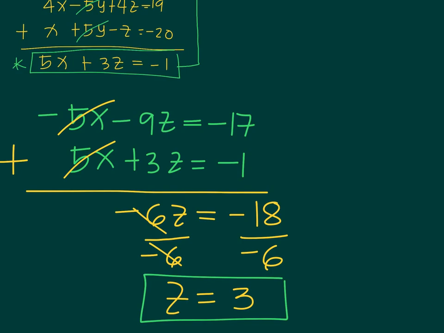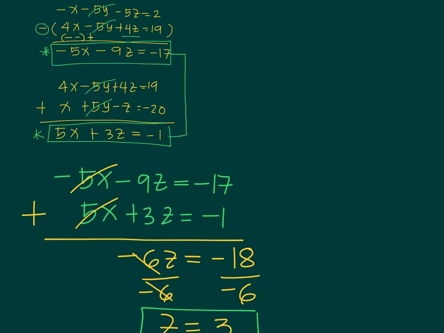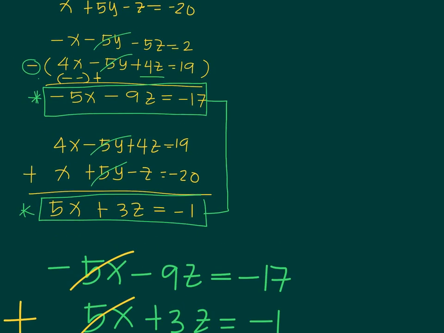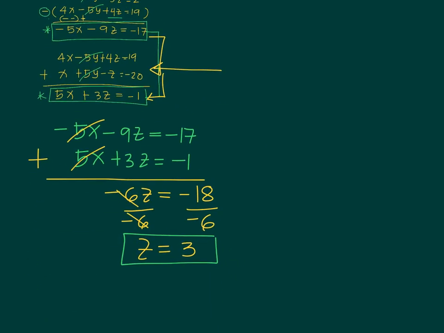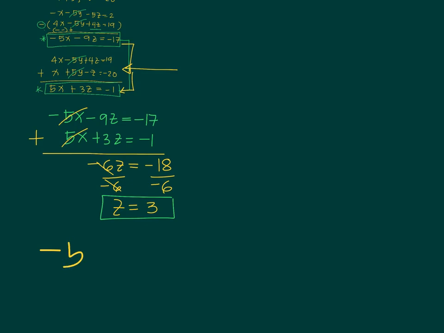So once you have one of the values for the variables, it will now be easy to get the other two. What you need to do is to just go back to the equations that we had. So from this pair, you select which of the two you would like to use, because you already know the z. So let's select minus 5x minus 9z equals negative 17. So we have minus 5x, negative 5x, minus 9z equals negative 17. And by the way, you could also use the other equation if you want to.